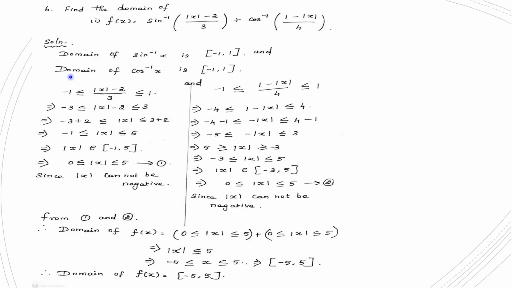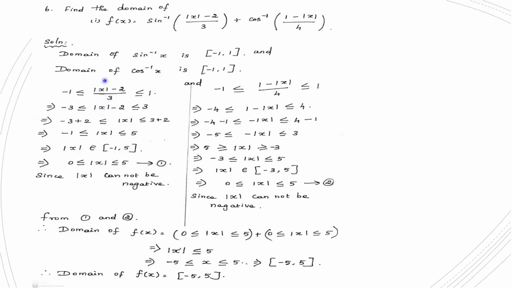And the domain of cos inverse of x is also the closed interval minus 1 to 1. So here, instead of x, they have given 1 minus modulus of x divided by 4. So that value lies between minus 1 to 1. Here, what was given in intervals, we have written as inequalities. Let us see the solution for this.